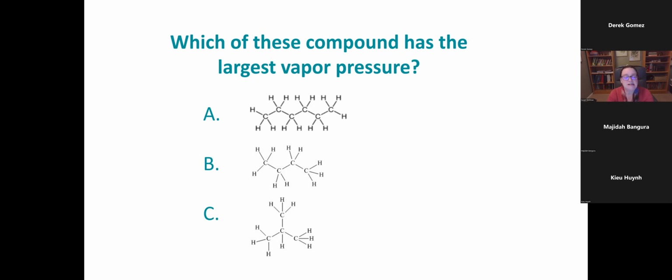So look at B and C. Look at their shapes, right? If one of them's long and skinny, it's going to have more surface area. And if one of them's all kind of balled up on itself, looks kind of like a pin cushion, it's going to have a smaller surface area. So given that aspect of them to think about, which of those two, B or C, is going to have larger intermolecular forces?